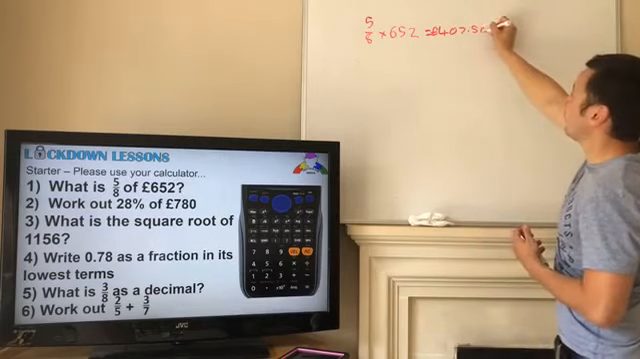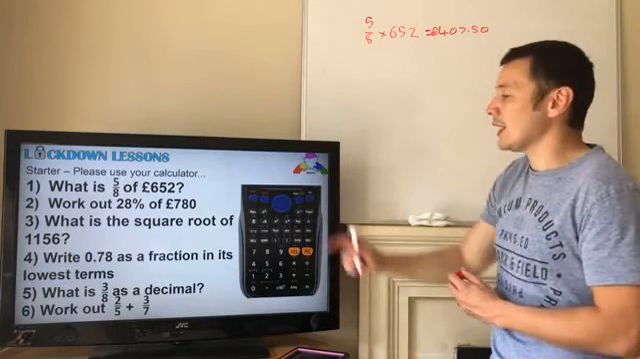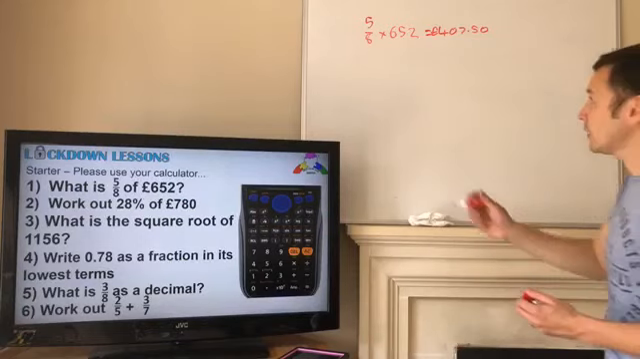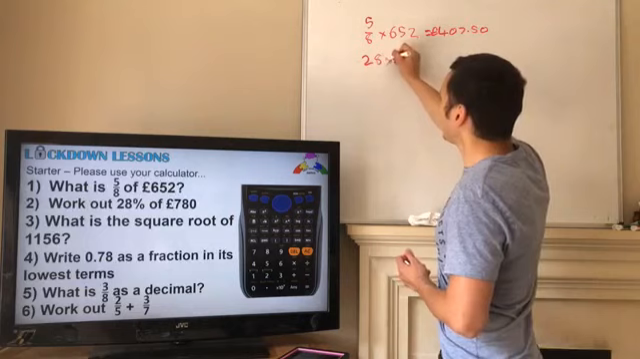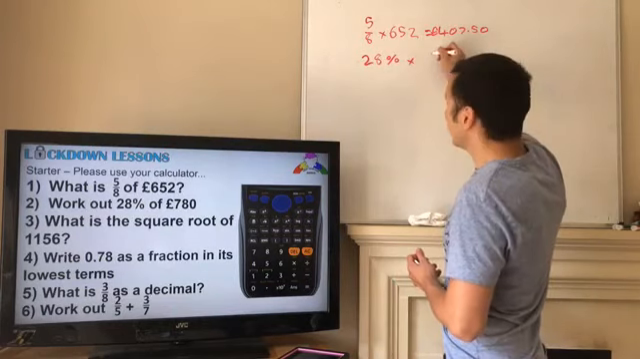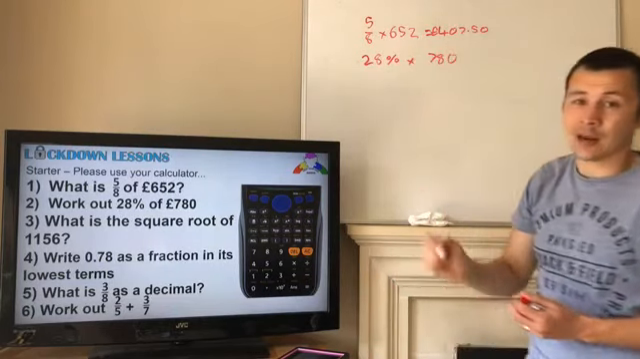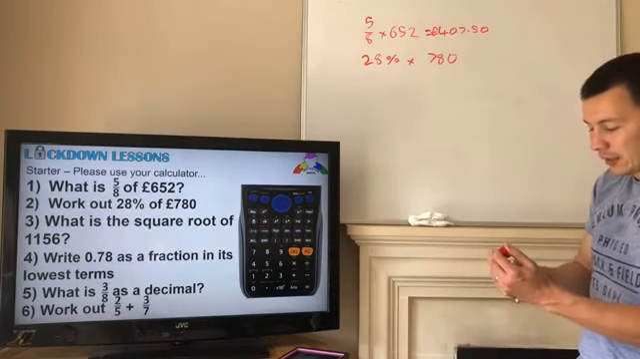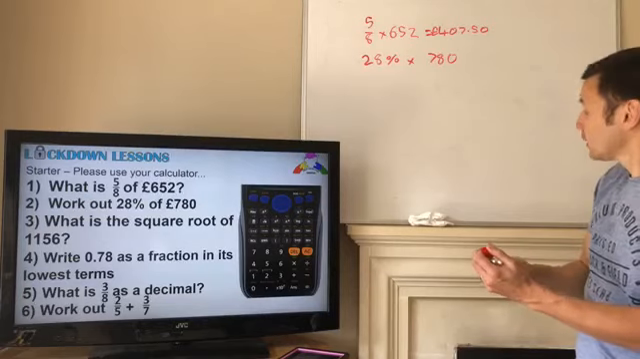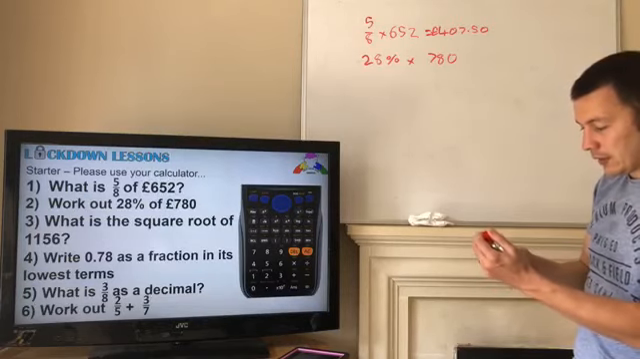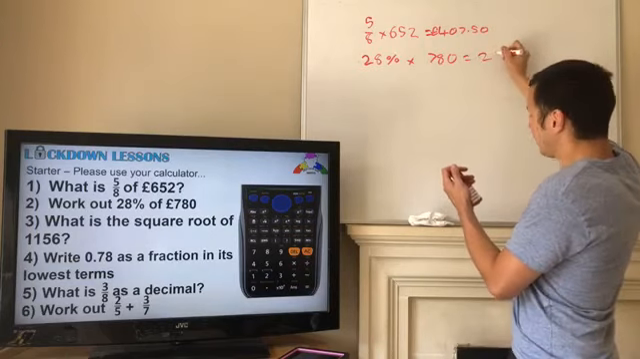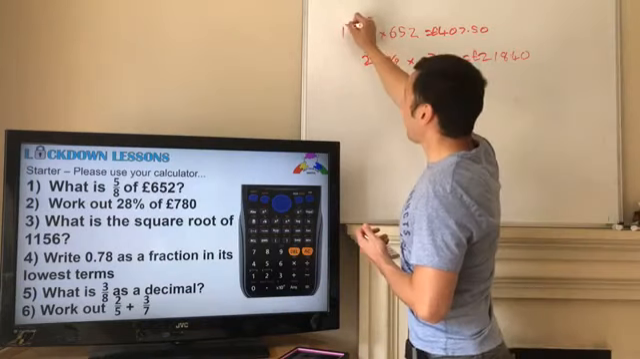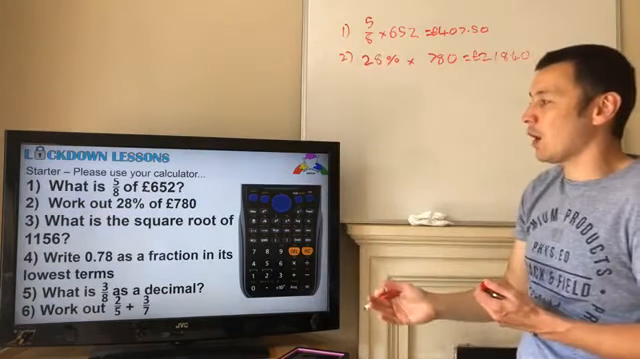So 407.5, you normally put an extra zero on. 28% of 780, we can use a percentage button. So we could type in 28% times 780. We can just type it in. Or you could put it as a decimal, 0.28 times by 780. Gives us £218.40, much quicker than working out by finding 10% and 5% and 1% and so on.